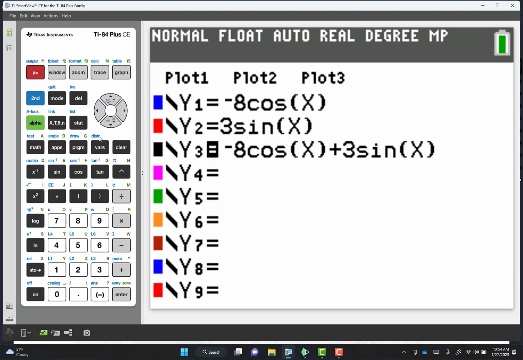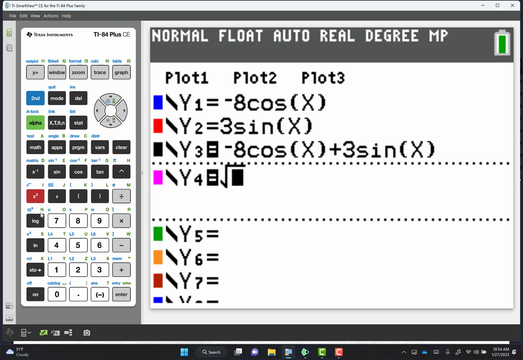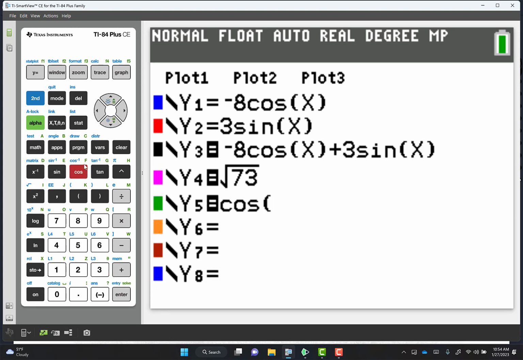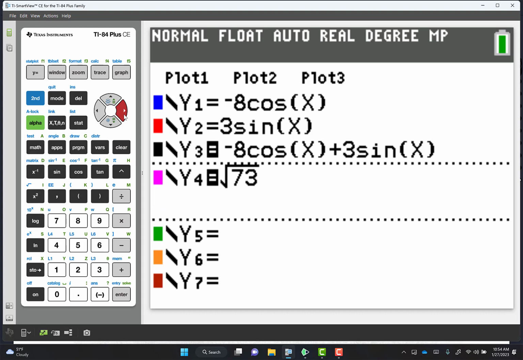So now look what I'm saying. Y equals, I'm going to go to Y4. What I'm saying is square root of 73 cosine x minus, can you give me the angle, guys, that I put in there? 159. Like that? All right, so here we go.